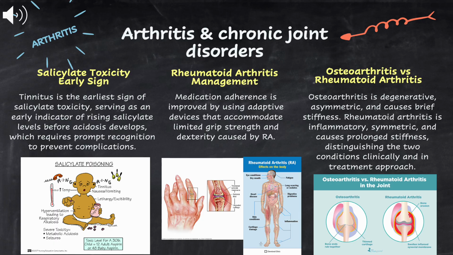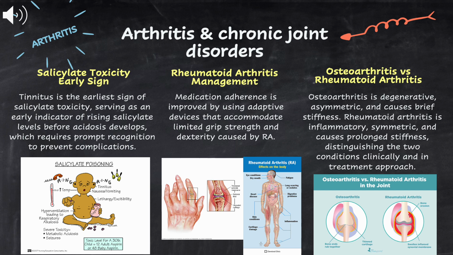In early toxicity, patients may hyperventilate, leading to respiratory alkalosis. As toxicity worsens, metabolic acidosis can develop. For exam questions, if a patient taking aspirin reports ringing in the ears, think early salicylate toxicity and intervene promptly.